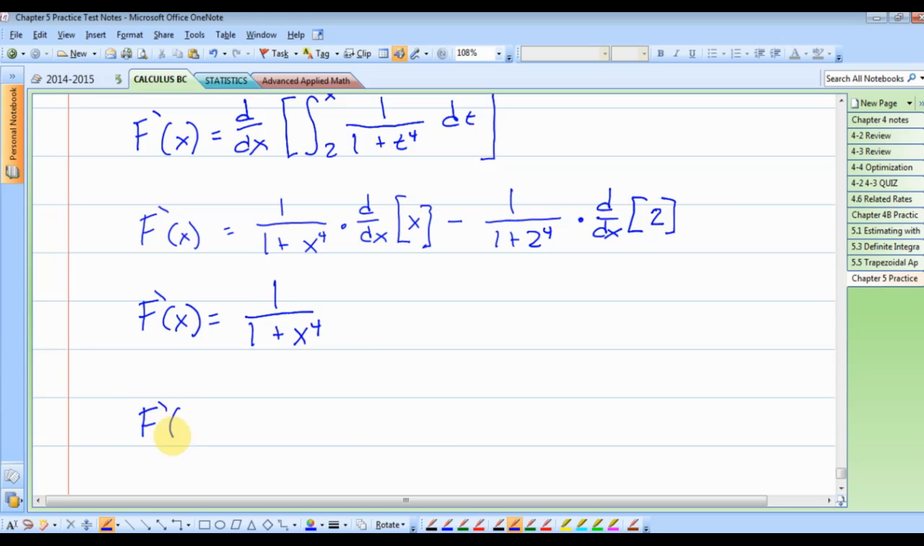Next, what is f prime of 2? It's 1 over 17. Look at that. Just plug it in. You're going to multiply by the derivative of 2, and the derivative of 2 is 0. So first you have to find f prime of x, then you just take this and put it in the f prime of x. Okay. Good luck on Monday.